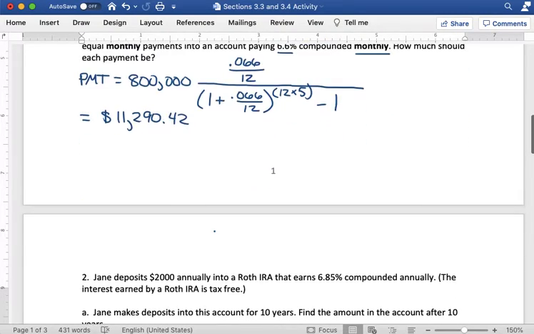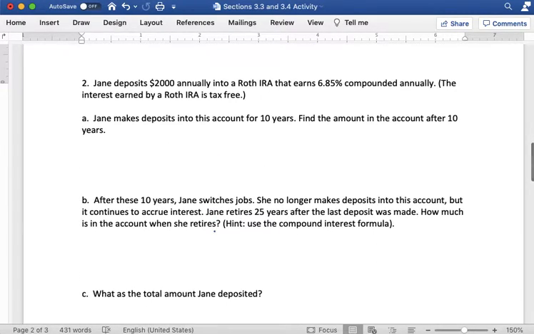So moving on to question 2, Jane deposits $2,000 annually into a Roth IRA that earns 6.85% compounded annually. The interest earned by a Roth IRA is tax-free. That's not really relevant to the problem. I think that comes from the book.